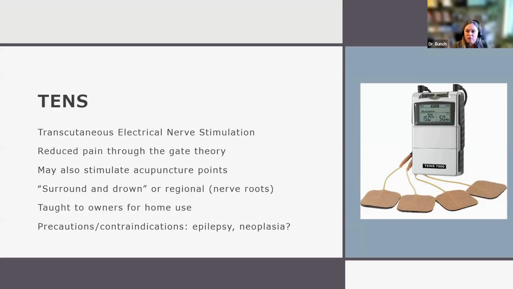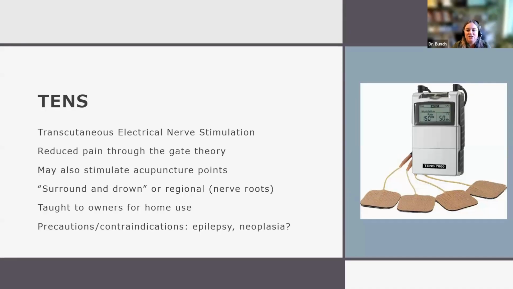So if you want to do more regional, you can go over the nerve roots that are going to affect that area. Or what I do more commonly is this surround and drown. So covering the area that we're trying to treat and then treating that way with that area. And these can be used 10, 20 minutes or longer. It depends on the patient, and it depends on how well you can keep those pads on them.